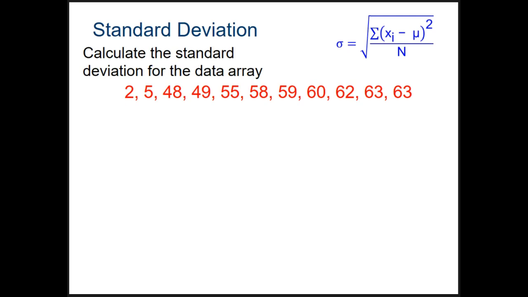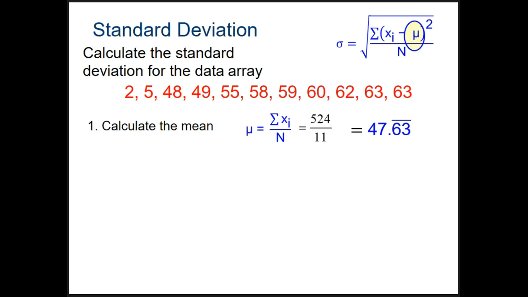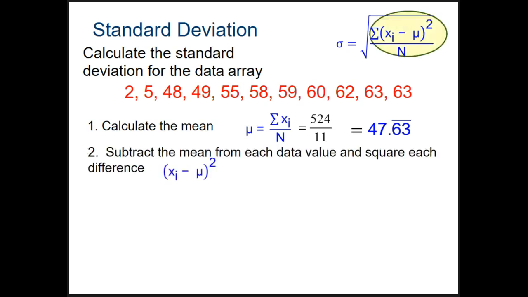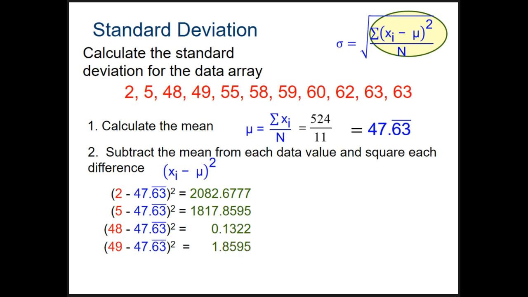So here's an example of them calculating the standard deviation of this data set. The first thing you have to do is find the mean, and they find the mean at 47.63. Then you subtract the difference from each value and square it. You take each number, subtract it from the mean you just calculated, and square that result. In the first one, you would have 2 minus 47.63 and square that, and you get 2082.67777. The next one is 5 minus the mean, take the square of that, you get 1817, and you keep doing that on and on.